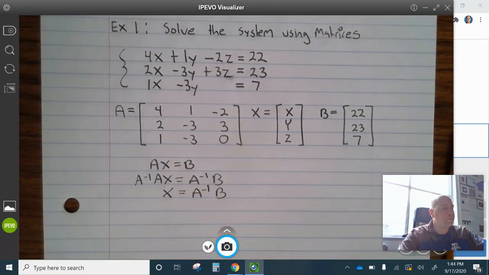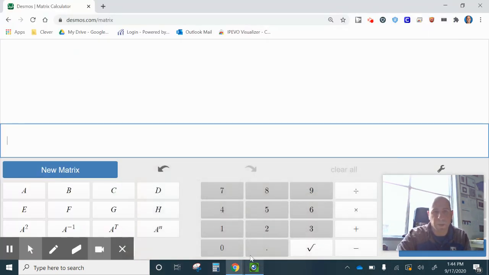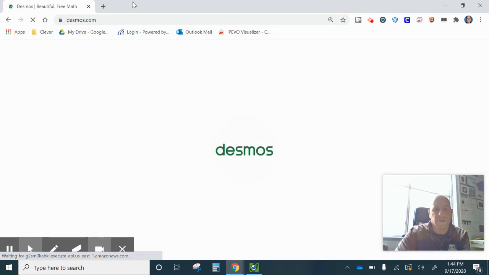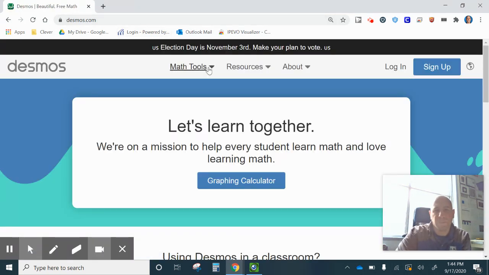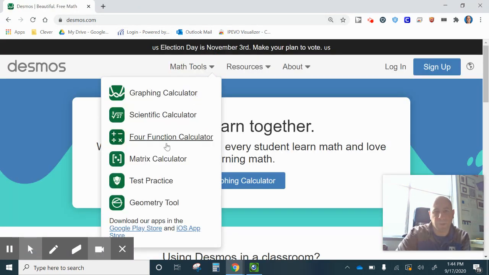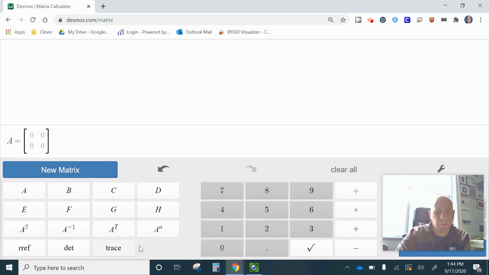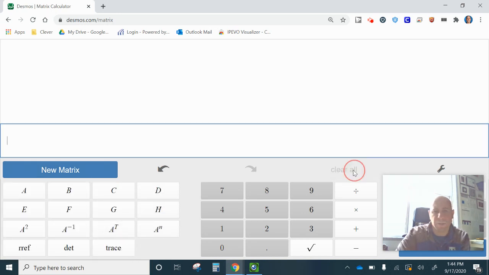Okay, so I'm going to add a tab, Desmos. I'm going to click on, and actually let me take a step back to show you how I got there. So if you go to Desmos.com, I click on Math Tools. I'm going to click on Matrix Calculator, and I'm going to click on New Matrix. I need to clear that. Sorry, I had something here I had to exit out. So let me try it again.